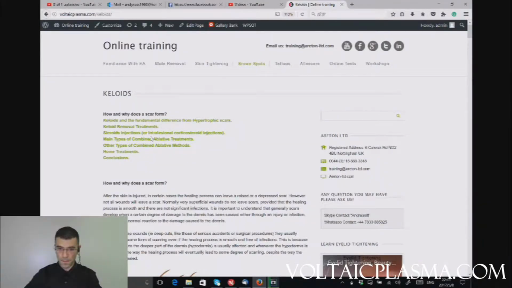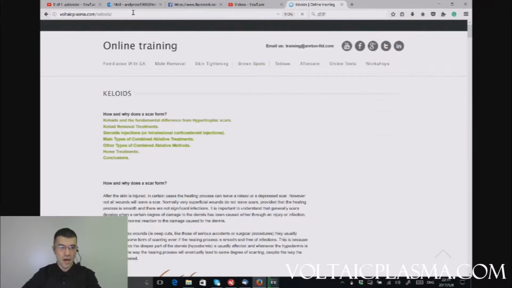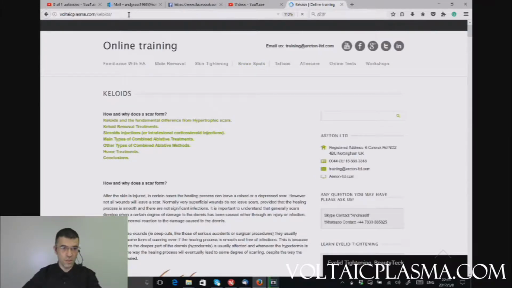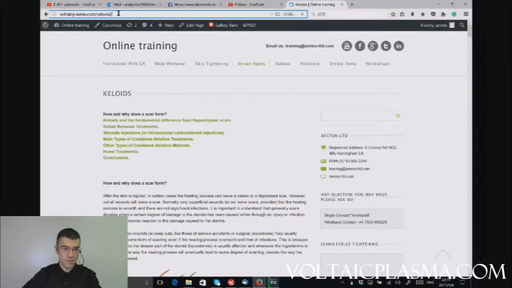So you can find this web page at the moment under brown spots, and then you can click on keloids there. This configuration can change in the future, but we'll try to keep this hyperlink here, so say voltaicplasma.com/keloids there, as it is today.